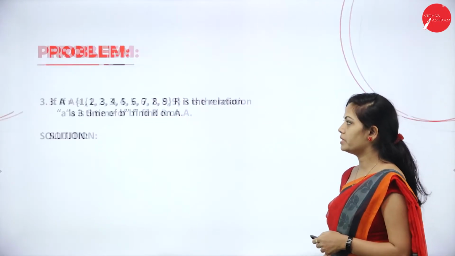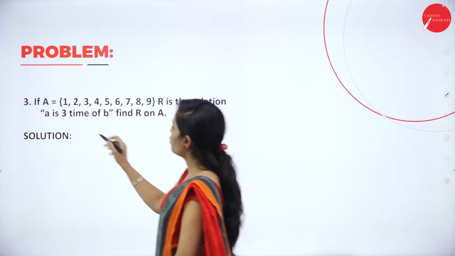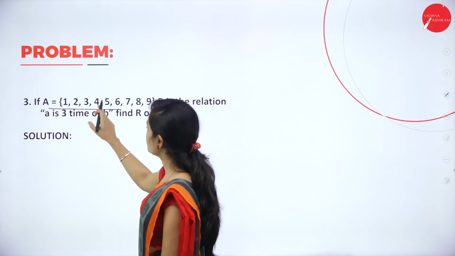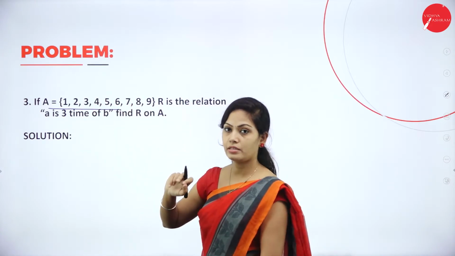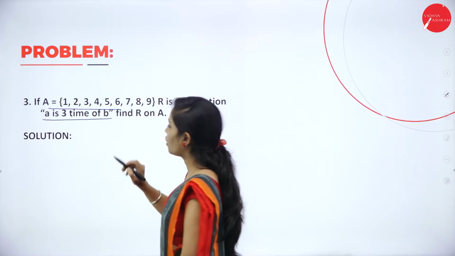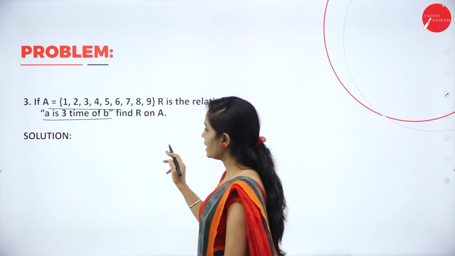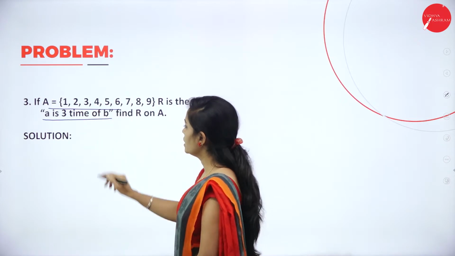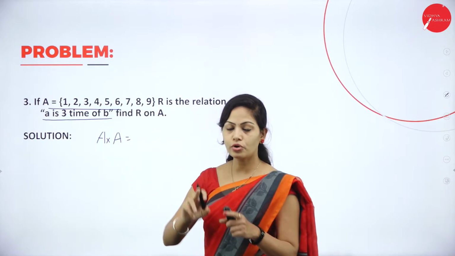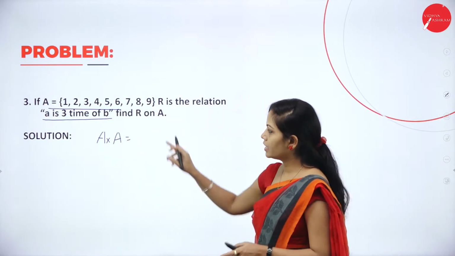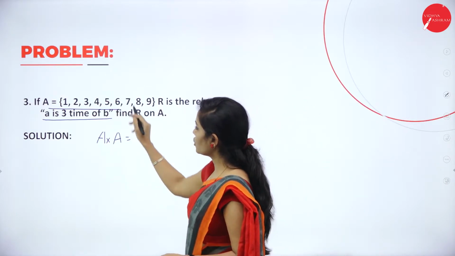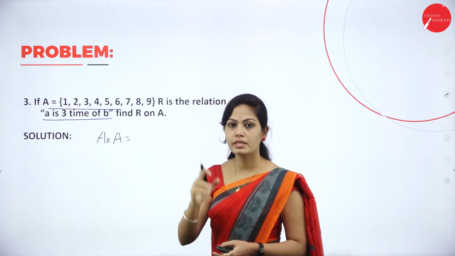And the next problem is, here we have one set called A. A is equal to {1, 2, 3, 4, 5, 6, 7, 8, 9}. R is the relation: A is 3 times of B. So first write the given set. Here you don't have two sets, we have only one set called A. So instead of B, we can use A only.